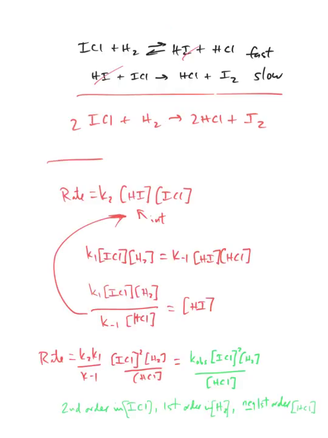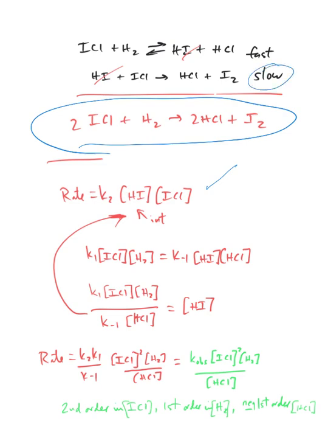So this is what I did. I took the mechanism, I got rid of the intermediate, and I added it up. And this is the overall reaction. Then I took the rate law of the rate determining step, which is the second step, the slow step. And so that's going to be k2, the rate constant for that step, times [HI] to the first times [ICl] to the first. But, as we said, intermediates are not allowed to be in rate laws.